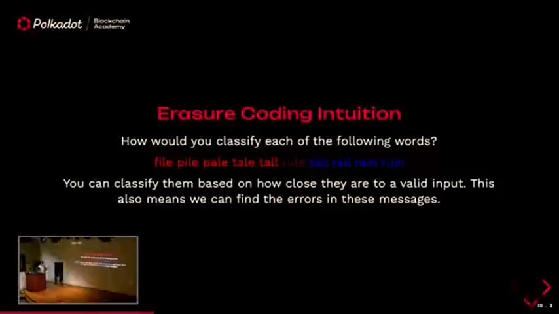And this also means that we can find the errors and correct them that were in these messages. So like in this message, we know what the errors are. The errors were this P and this A. This should have been an F and this should have been an I. This is kind of like roughly how error correcting codes are actually working.